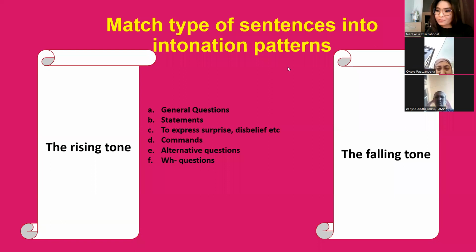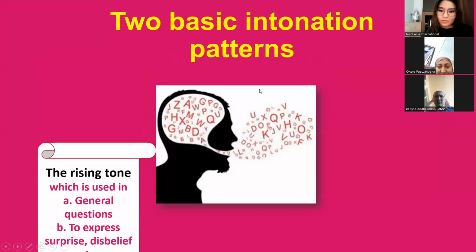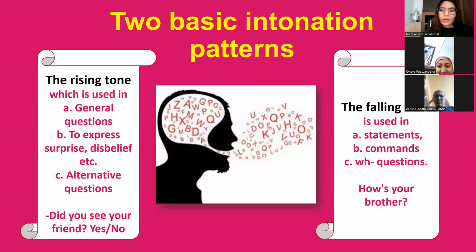Now we can see if the thoughts or answers that you have already written in the chat are true or not. But in any case, it's a practice. We have rising tone in general questions and emotional sentences that we express using our emotions, such as surprise, disbelief, and many more. And moreover, alternative questions. For example, did you see your friend? You can feel that the last word, friend, is pronounced with a rising tone.